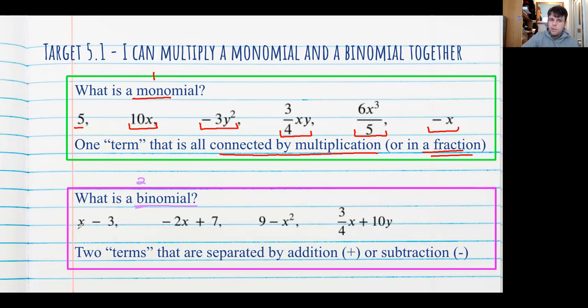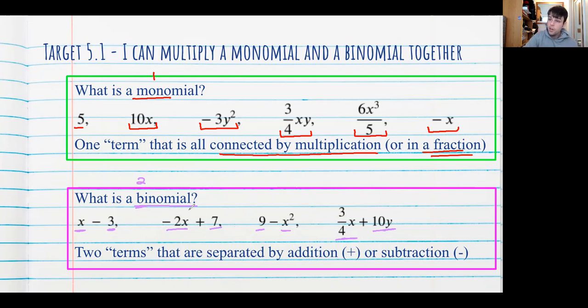So here's our first example, x minus 3. The x is a term, the 3 is a term, and they're separated, again, by subtraction. Now, with a term like this, when we separate it into its pieces, we often will attribute this subtraction, which also may be thought of as a negative, to that second term. It'll go with that second one. Again, here's another one, negative 2x plus 7, two terms. The plus is in between them. 9 minus x squared, again, two terms. And then 3/4 x plus 10y. They all have two terms.